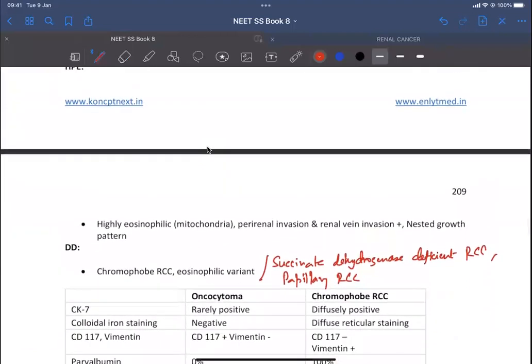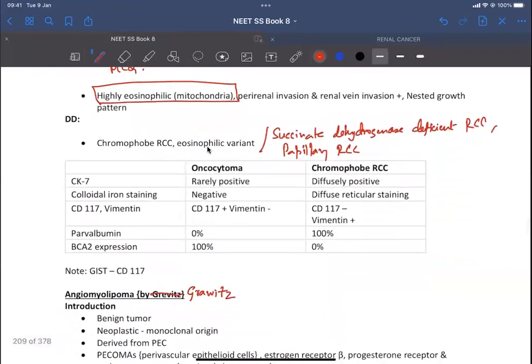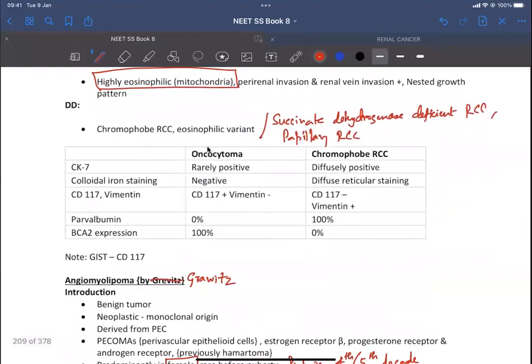So again, that's the MCQ. Highly eosinophilic appearance due to the presence of numerous mitochondria. What are the differential diagnoses on pathology? Chromophobe RCC, SDH-deficient RCC, and papillary RCC. These can mimic oncocytomas.